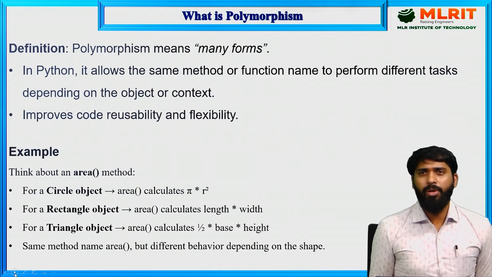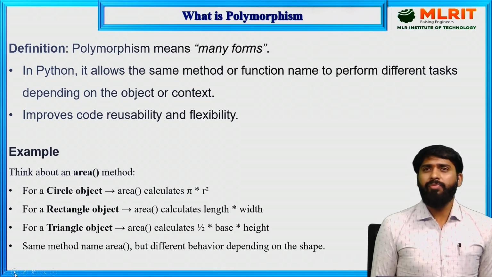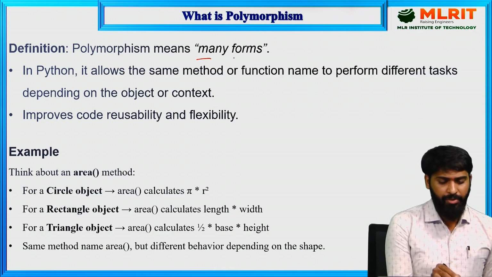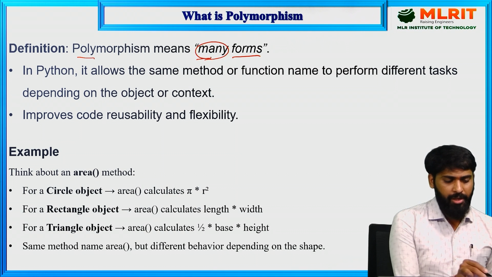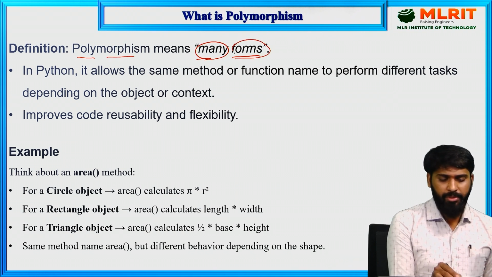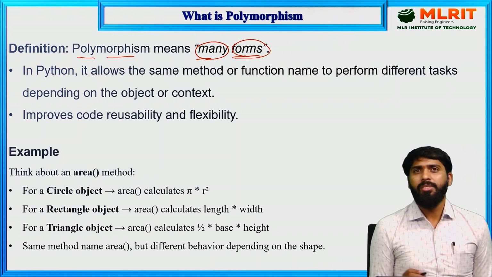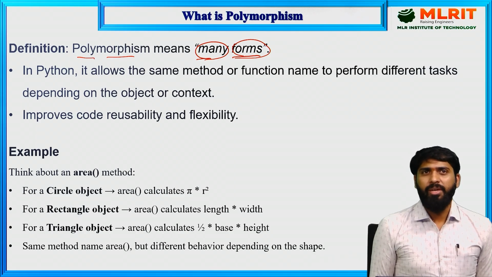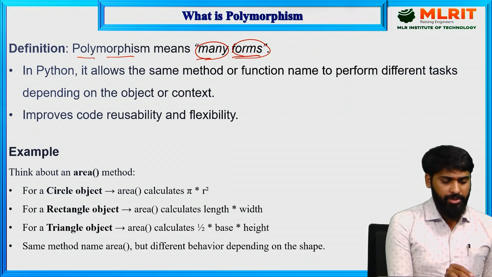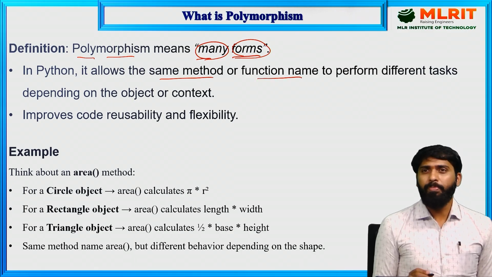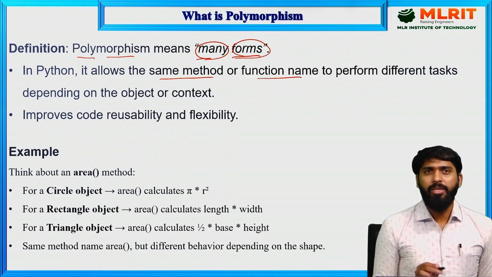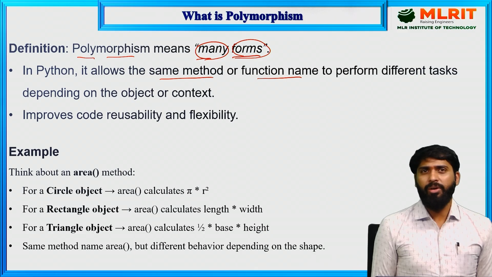What is polymorphism? Polymorphism means many forms. Poly means many, morphism means forms. So polymorphism means simply many forms. In Python, it allows the same method or function name to perform different tasks depending on the object or context.